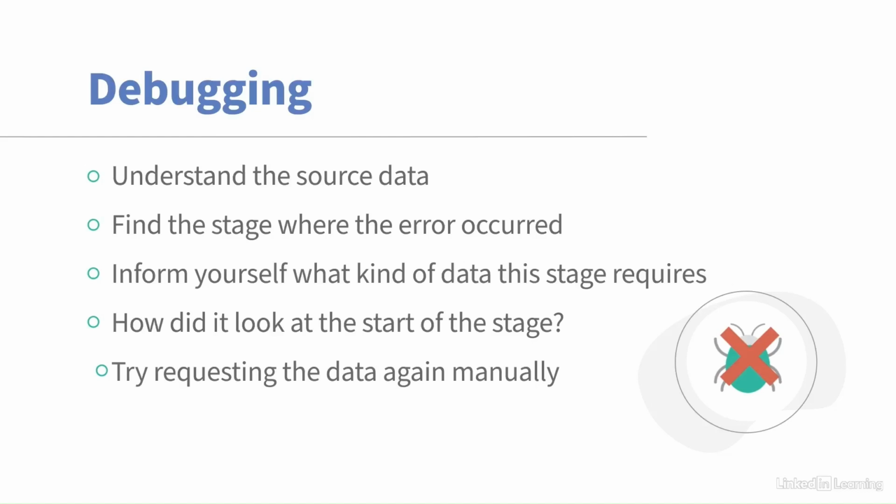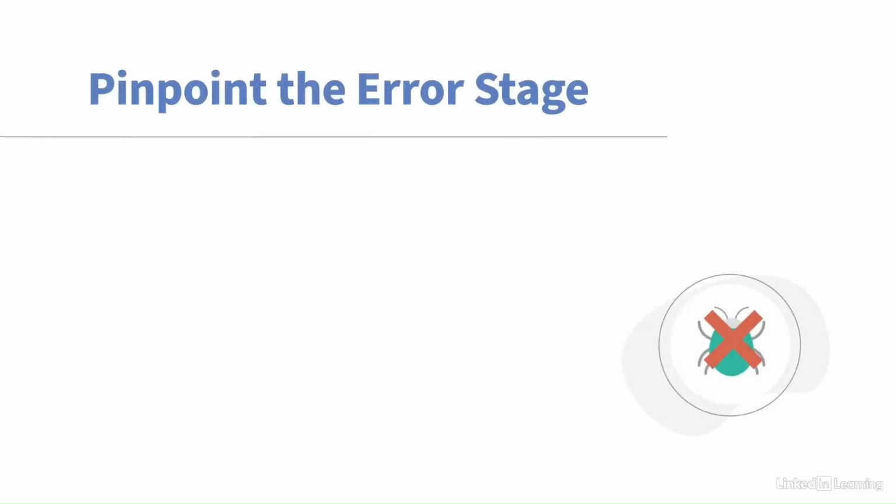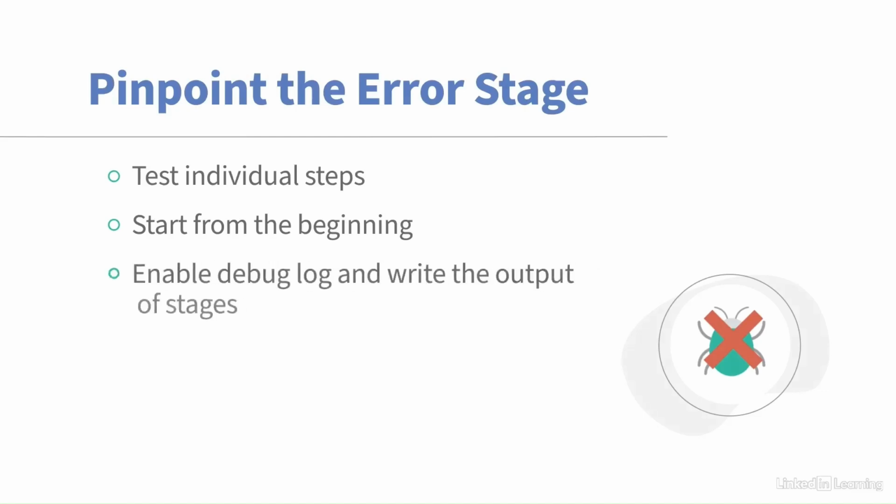You need to inform yourself what kind of data each stage requires and each stage puts out. Because then you can actually figure out, okay, the error arrived in this stage here, but the data that came into this stage or into this process was actually already malformed, so the error is going to be earlier, right? How did the problematic data look at the start of the stage, or even in the beginning at the source? A tip here is, if you're unsure, try to request that data again manually.